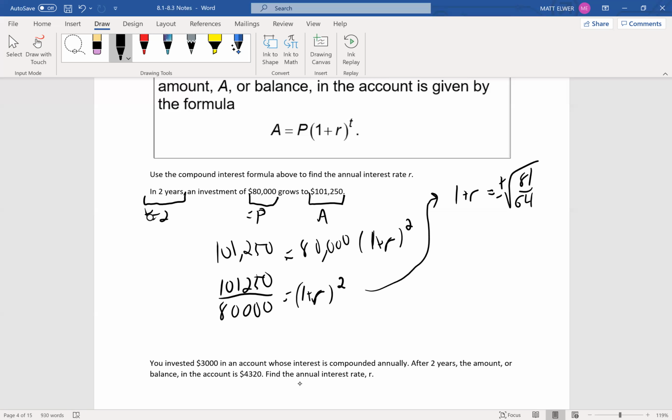So what I'm going to do is I'm going to say R is equal to, and before I subtract the 1, notice that I have a perfect square on the top and the bottom here. So I'm going to take the square root of the top, square root of the bottom. We get plus or minus 9 over 8. And then remember that I'm subtracting 1 on both sides.